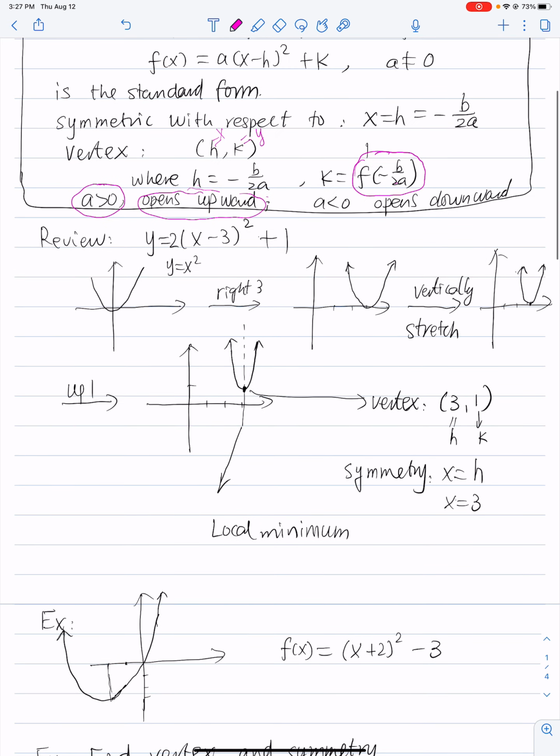So let's review one of the pictures that we learned for the transformation of the functions. 2(x minus 3) squared plus 1. So you start with the parabola, and minus 3 means right 3, yeah? And the 2 means vertical stretch by 2. And then the plus 1 means go up 1, yeah?